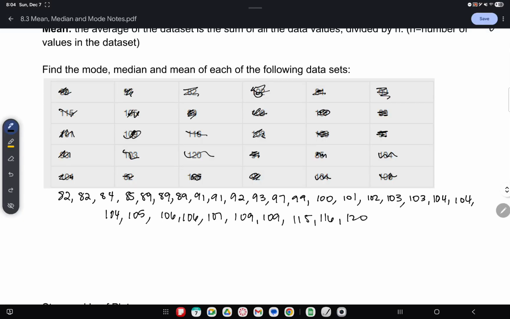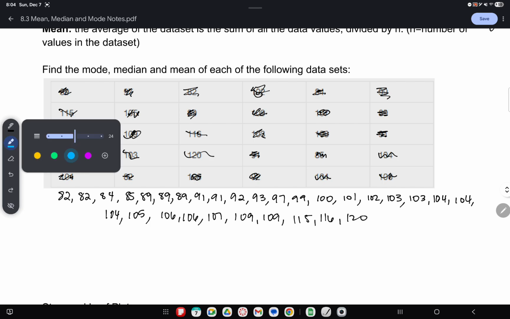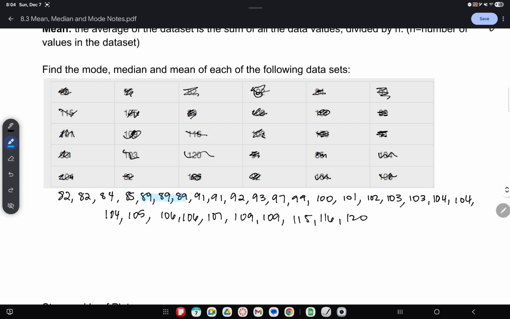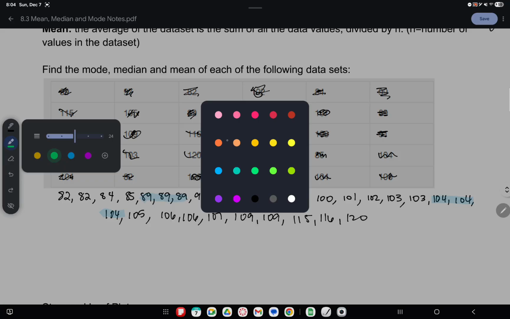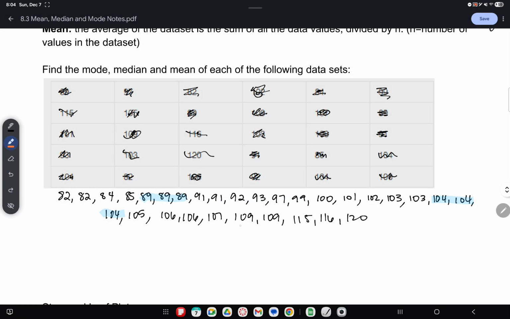Alright, so I've ordered least to greatest. So that helps me figure out my mode. Because I'm going to show you I have different ones that have multiple. So that has 3. 104 has 3. Let's see. 109 has 2. 103 has 2. 106 has 2. So mode is what occurs the most. So I have a tie for 89 and 104 because they both have 3.